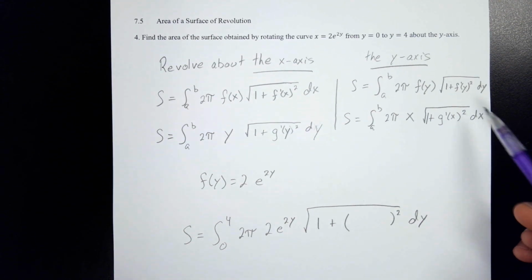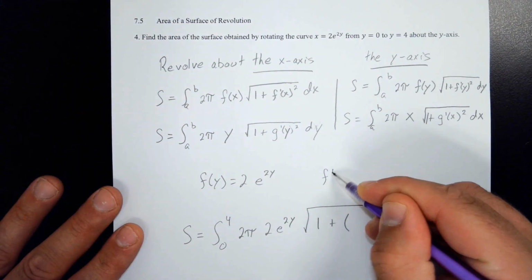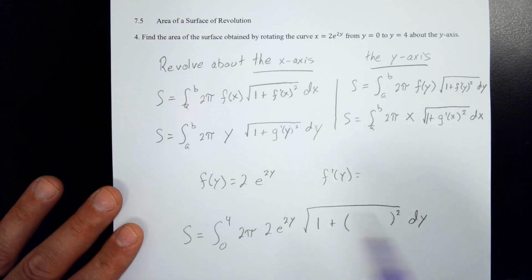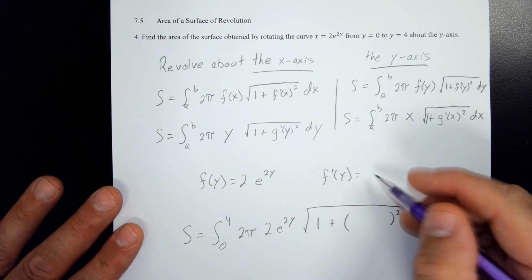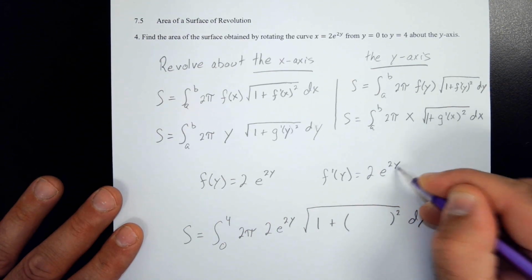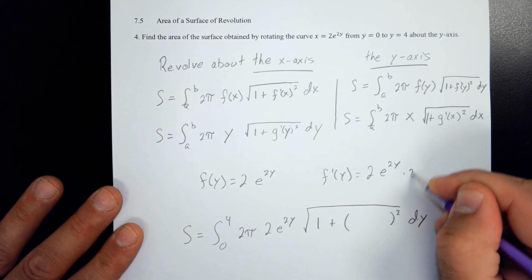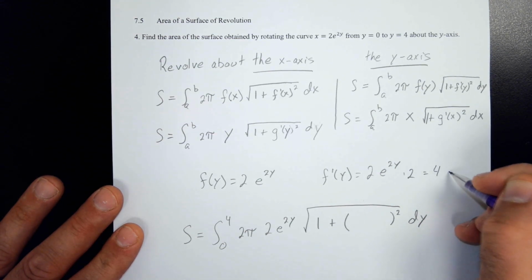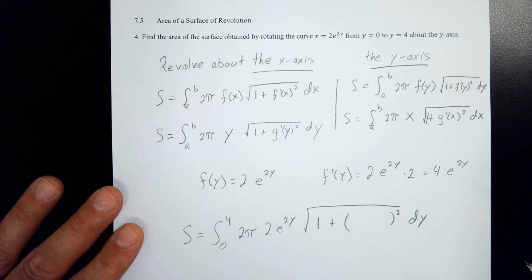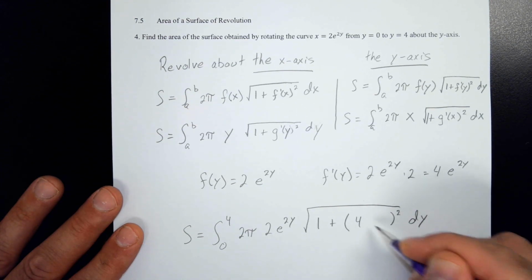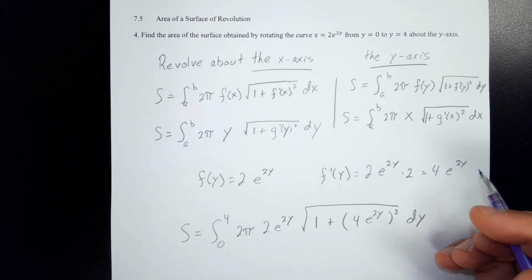The only thing I still need is the derivative. Let's figure out what f prime of y is. That'd be 2e to the 2y times the derivative of 2y, which is 2, or 4e to the 2y. So that would be 4e to the 2y.